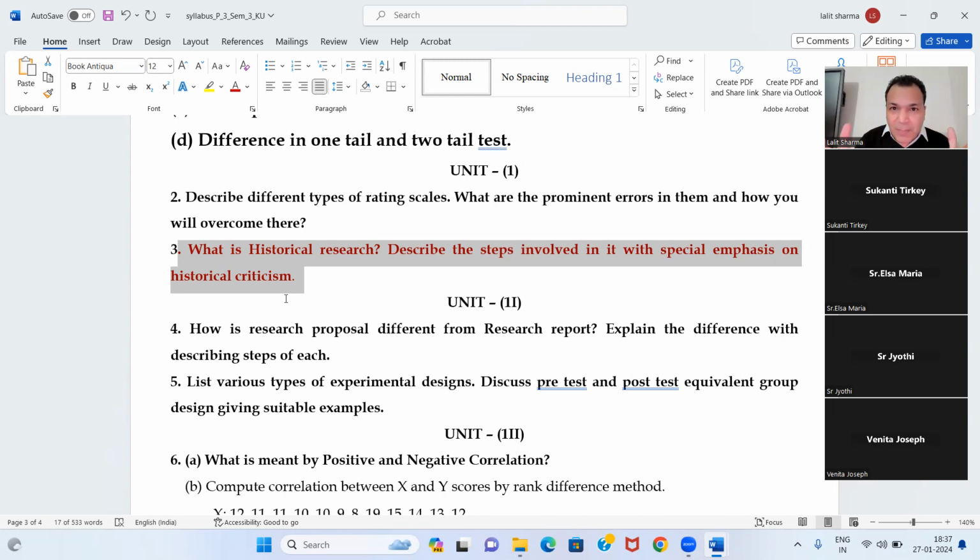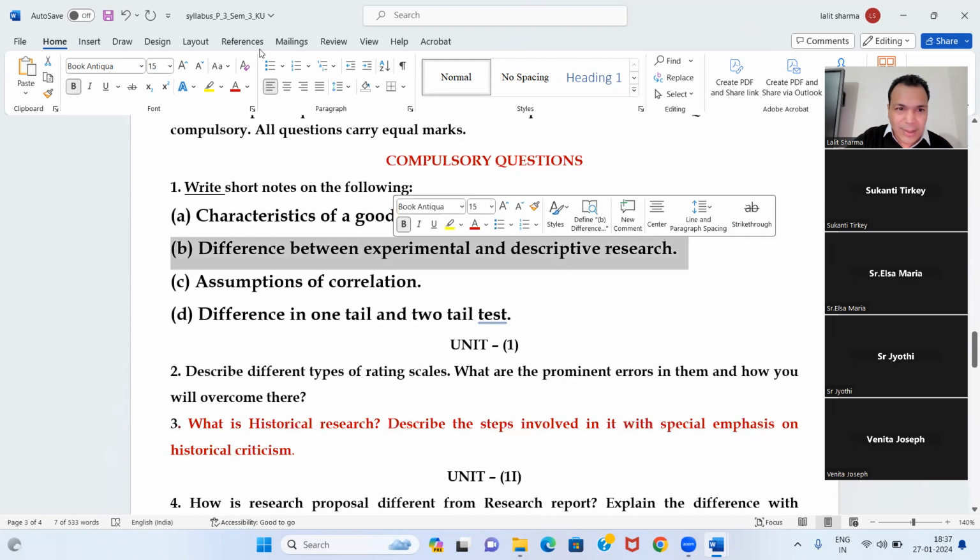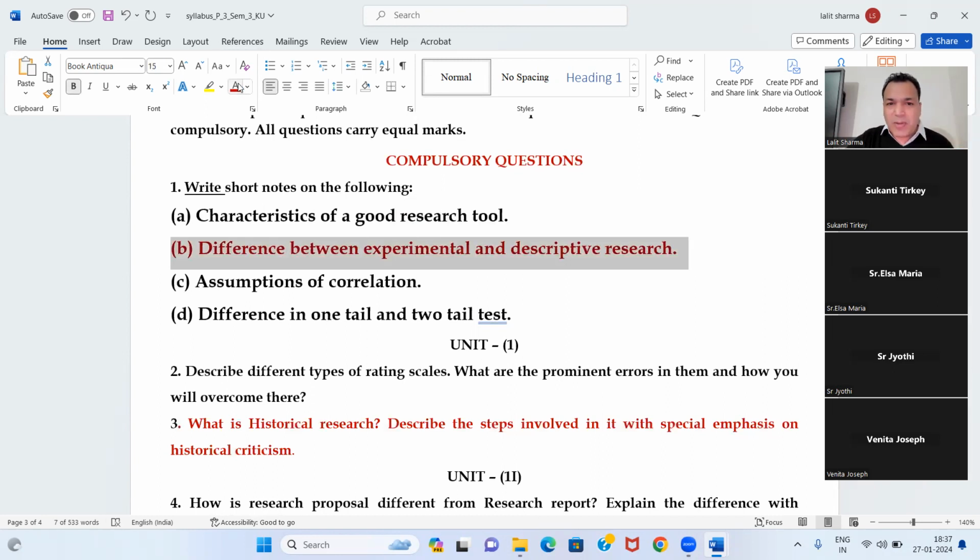What is the difference between descriptive research and experimental research? You can see that this short question has come. The examiner can stretch this question to make long questions in your next exam. So guys, the concept should be clear.